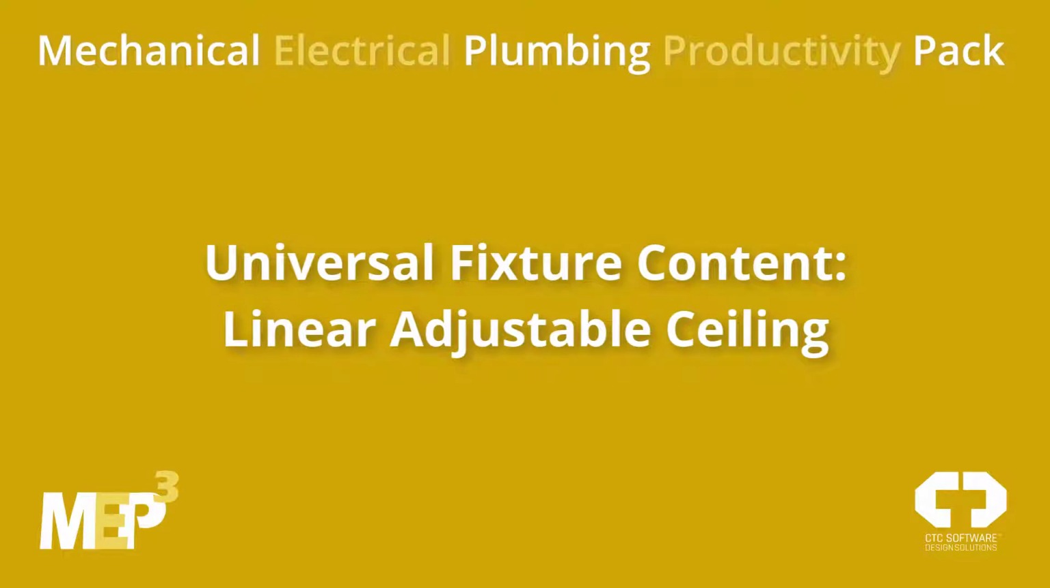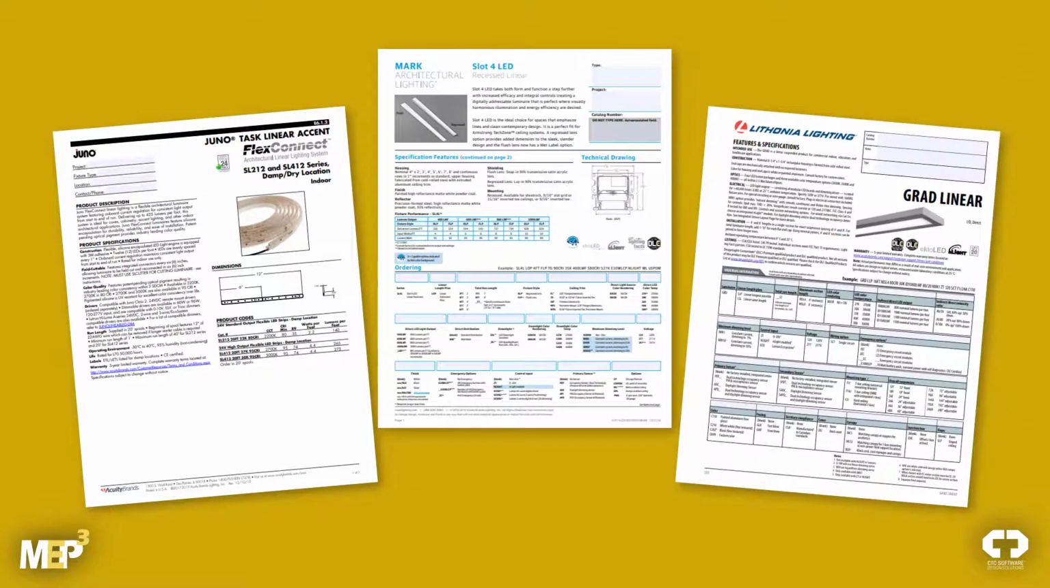In this video, we will look in depth at the linear adjustable universal light fixture family. Many types of light fixtures are specified by length of run rather than by quantity. Fixtures commonly specified by length include tape lights, slat lights, and linear pendants.